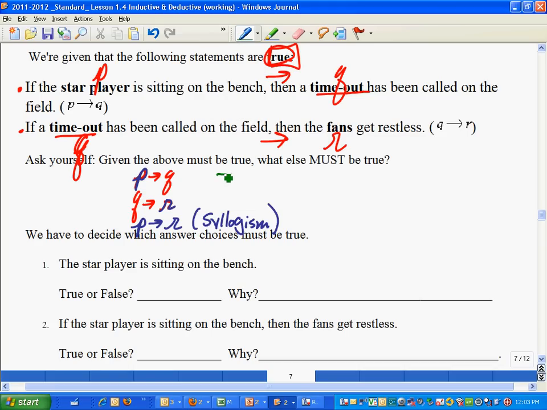Watch. Number one, star player sitting on bench. That's only P. P alone. Look on your list. Are you told P by itself, lonesome, is true? No. P by itself is false. That's not in your list. P alone is not true. It's not given as true.